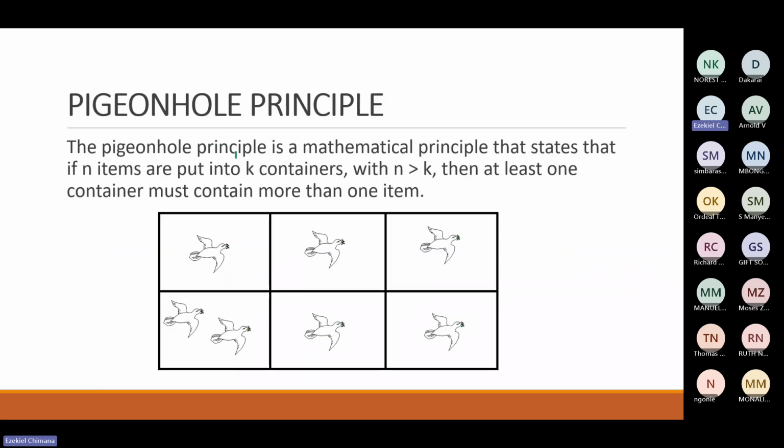So the pigeonhole principle is a mathematical principle that states that if n items are put into k containers, with n greater than k, then at least one container must contain more than one item.